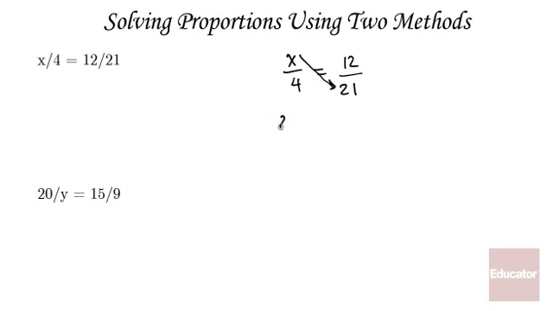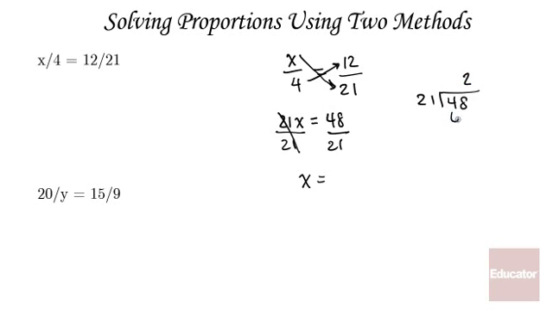X times 21, or 21x, is the same as 4 times 12, 48. And to simplify that, I'm going to divide by 21. So x will equal 48 over 21. It will go in twice, giving me 42 with a remainder of 6. So x equals 21 and 2/6, or 21 and 1/3.